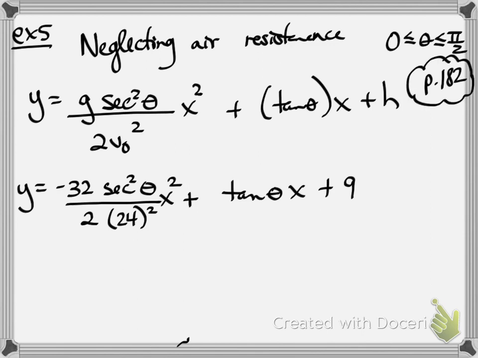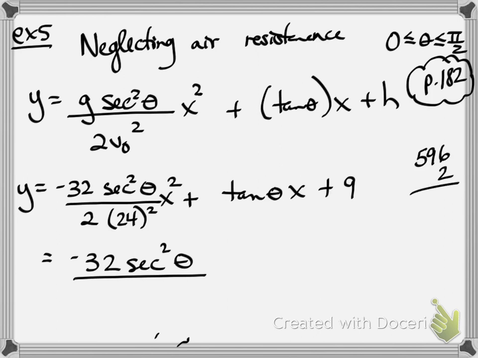Okay, they want us to find the value of theta that will produce a maximum horizontal distance. Horizontal distance was x, so we want the max. That's a relative max. So we're going to do the derivative. I think it is 596 times 2. Maybe I should double check that.